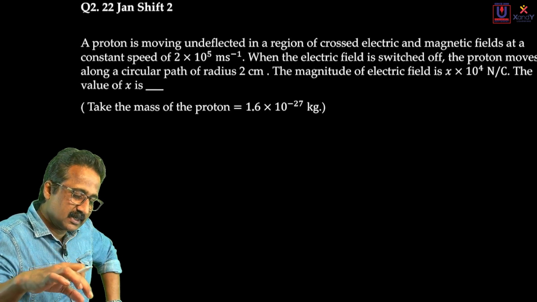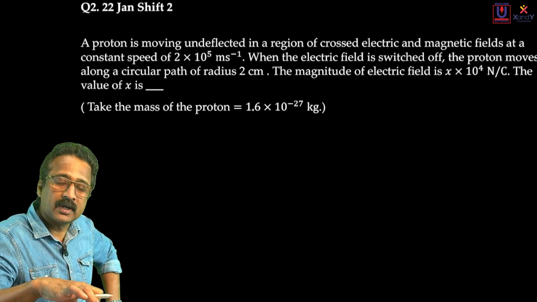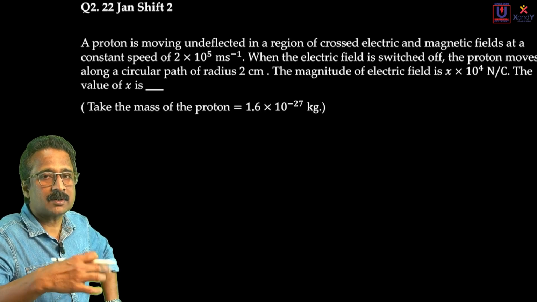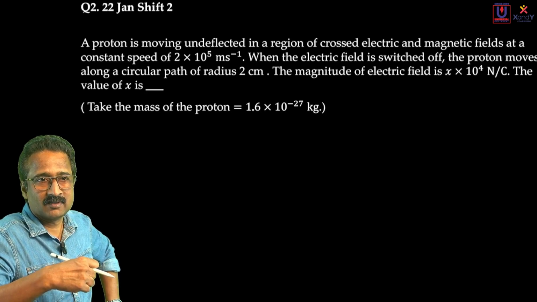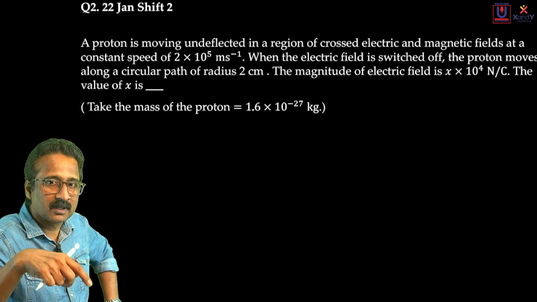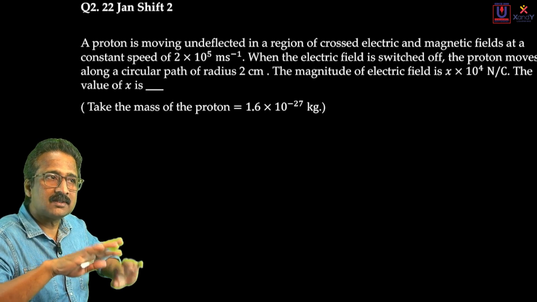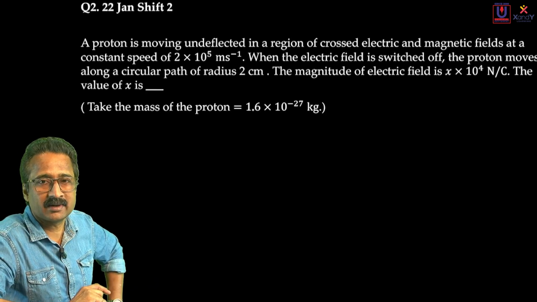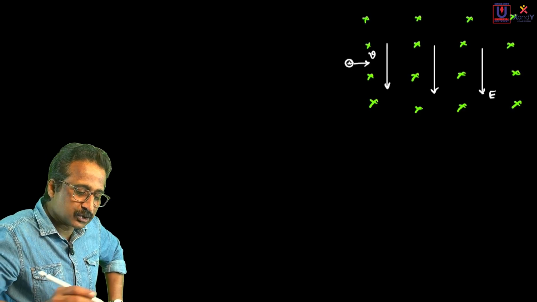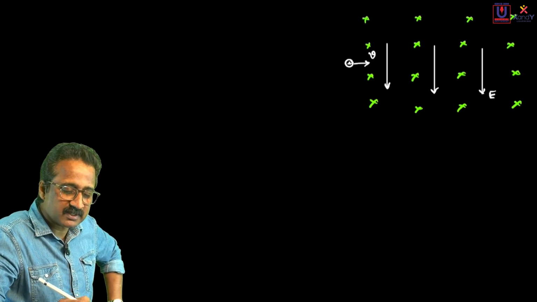Okay. It's about a charged particle moving in crossed electric and magnetic fields. You know what is meant by crossed electric and magnetic field? When you have electric field and magnetic field mutually perpendicular to each other in a region, the region is said to have a crossed electric and magnetic field. Here is a scenario. I have shown a charged particle moving through a region.